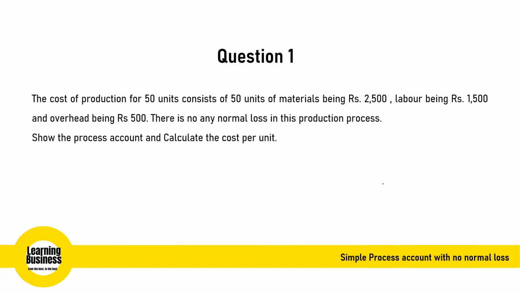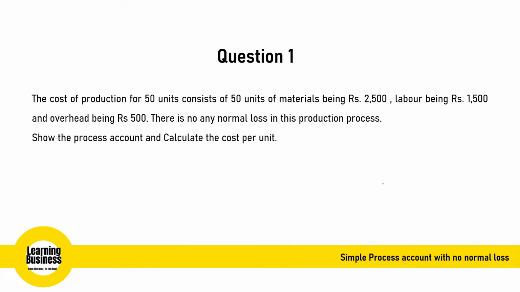Alright. Now when you read through this question, you should understand that the input related information is very basic. They only have material which is 2500, labor only 1500 and overhead only rupees 500. On the output side, there is no loss incurred, no normal loss and no actual loss reported as well. And it seems that production or the input is equal to output. They have used 50 units of material to produce 50 units of output. So input is equal to output in this particular question.